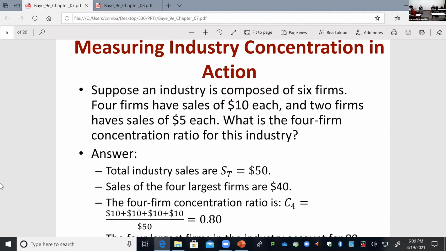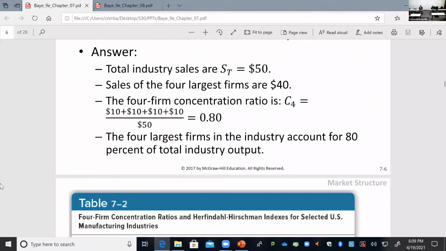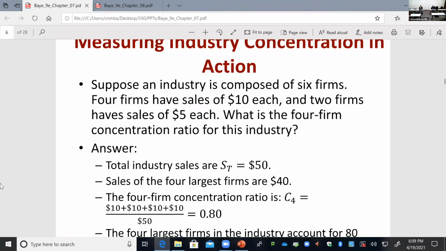So the higher that number is, close to 1, basically if it's 1, you have a monopoly. The lower it is, the more competition there is. The next measure we are going to study is the Herfindahl-Hirschman index.